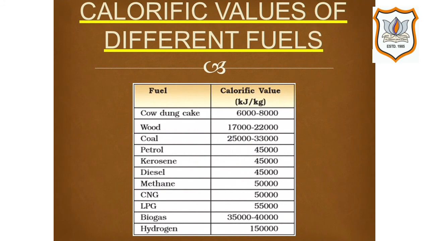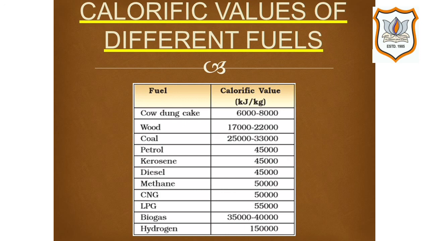Students, table 6.4 is given in your textbook page number 73, in which calorific values of different fuels are given. Fuel like cow dung cake, calorific value of cow dung cake is 6000 to 8000 kilojoule per kg. Wood, calorific value of wood is 17,000 to 22,000 kilojoule per kg. Coal, that is 25,000 to 33,000 kilojoule per kg. Petrol is 45,000 kilojoule per kg. Kerosene also 45,000 kilojoule per kg. Diesel also 45,000 kilojoule per kg.